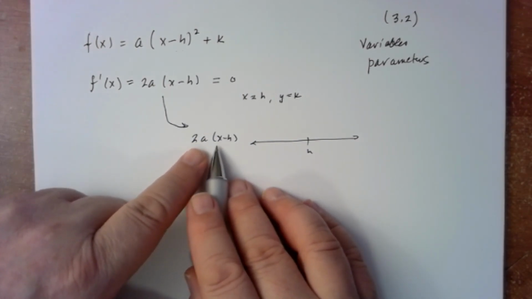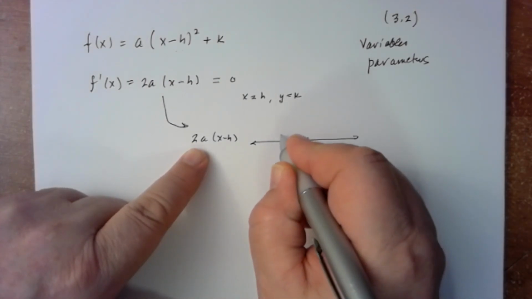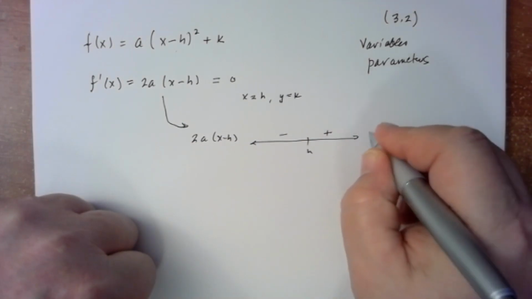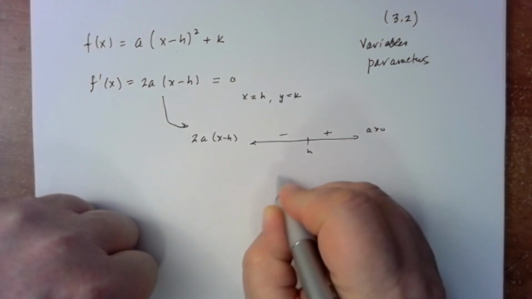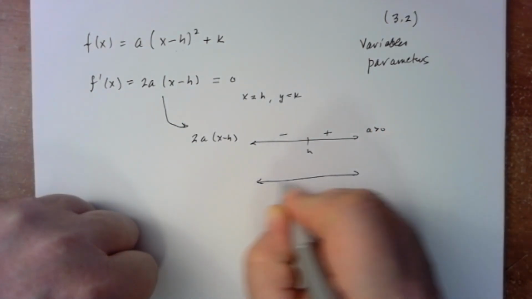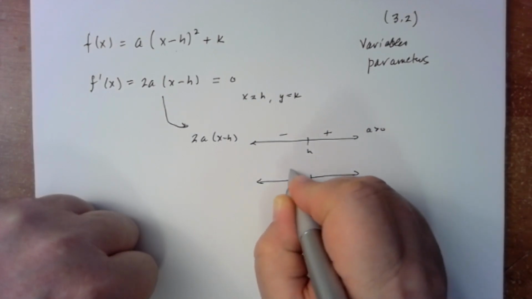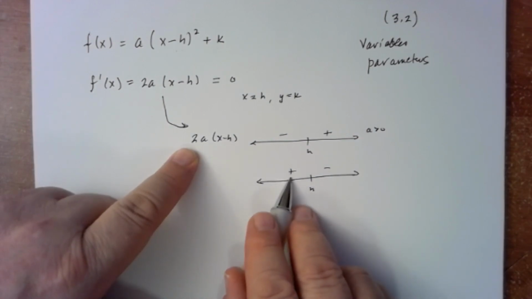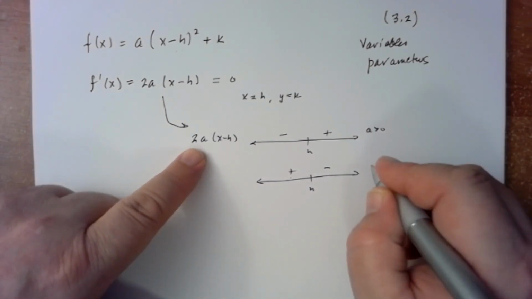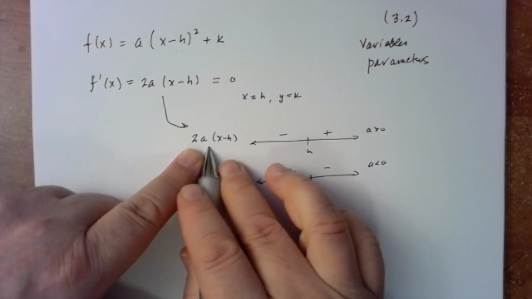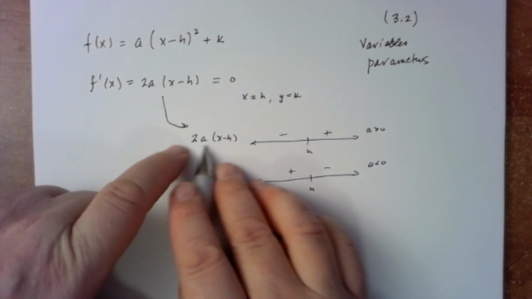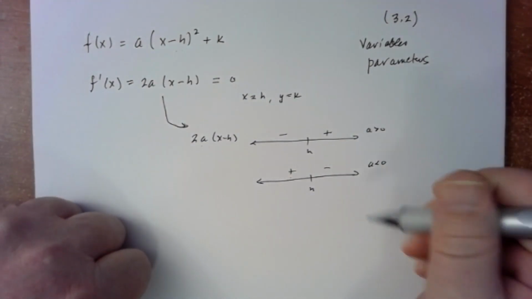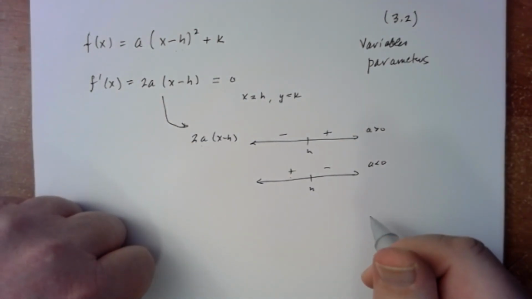And so if a is positive, then we would have a negative number here and a positive number here. But this is for a positive. But if a was a negative number, you would switch those, because then you'd have negative times negative, positive, and then if a is negative, you'd have negative times positive is negative. So the a can switch the signs in the derivative.